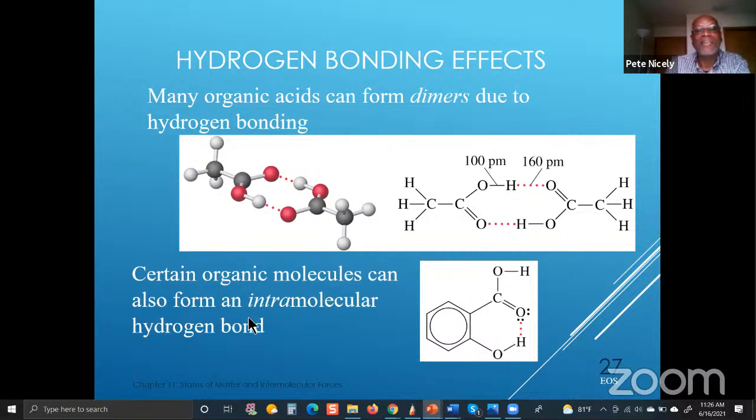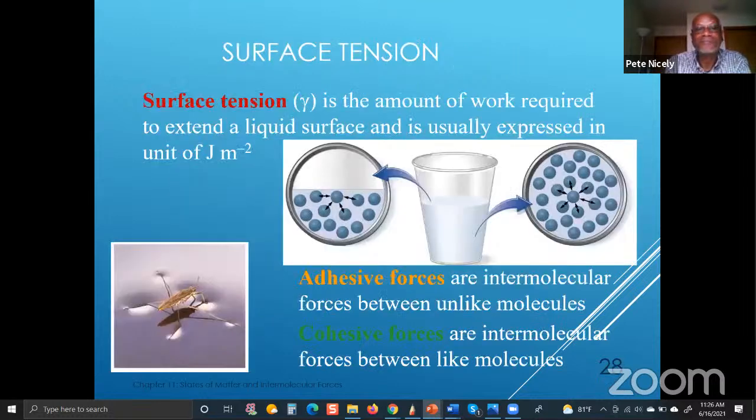You can also have intramolecular hydrogen bonding as seen in this case. Now this compound here is salicylic acid. And as you can see here, you have the hydrogen here forming a hydrogen bond with this oxygen here in another part of the molecule. So this is an example of intramolecular hydrogen bonding taking place in this particular compound.